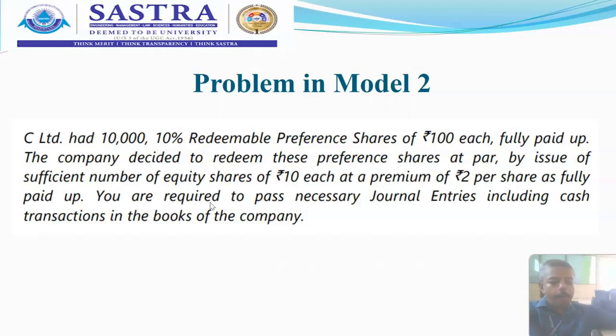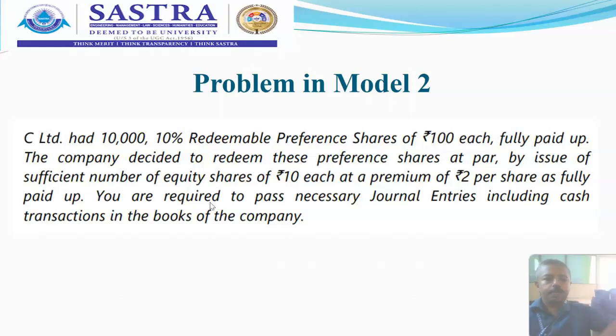So now, what is most important is we need to focus on the solution part in the same way we have solved in the previous model. But the only extra thing is that the new issue of equity shares for the purpose of redemption is made at a premium. So then what is going to be the equity journal entry? Let me open the journal entry.